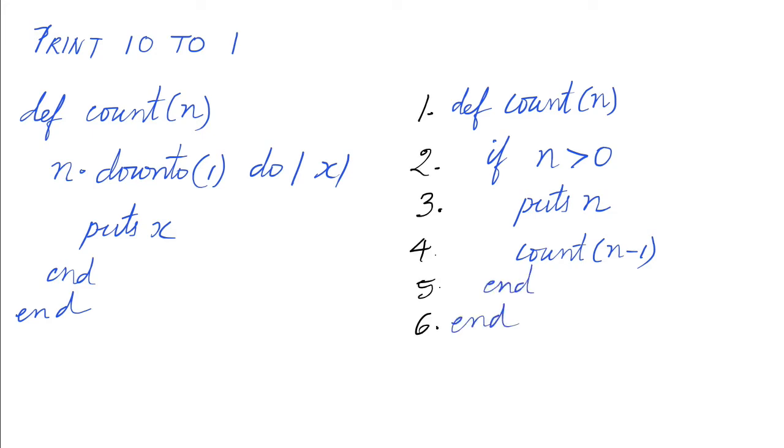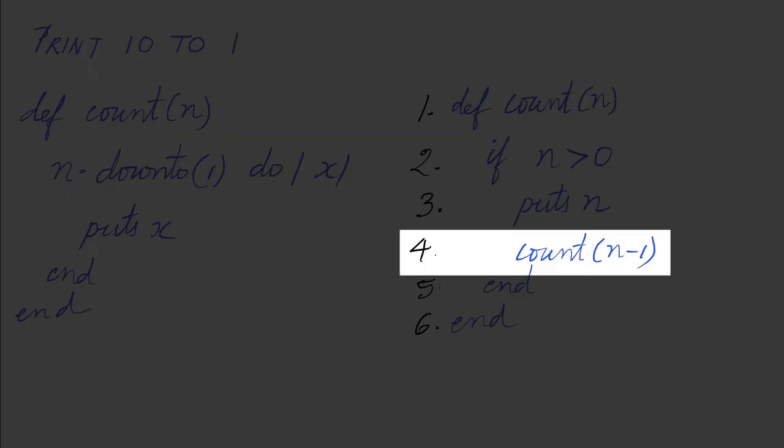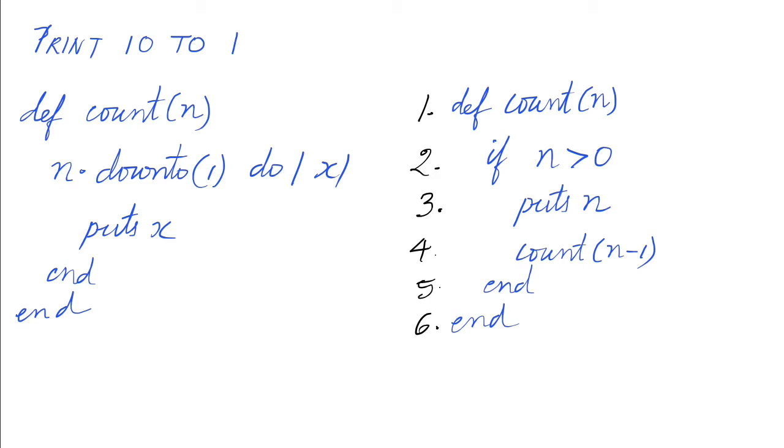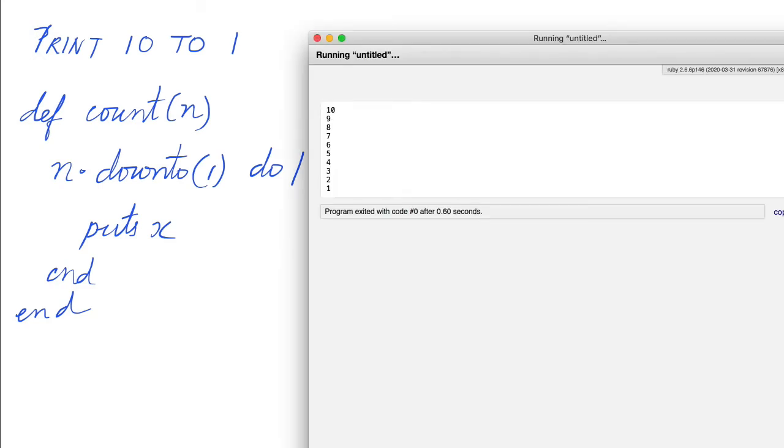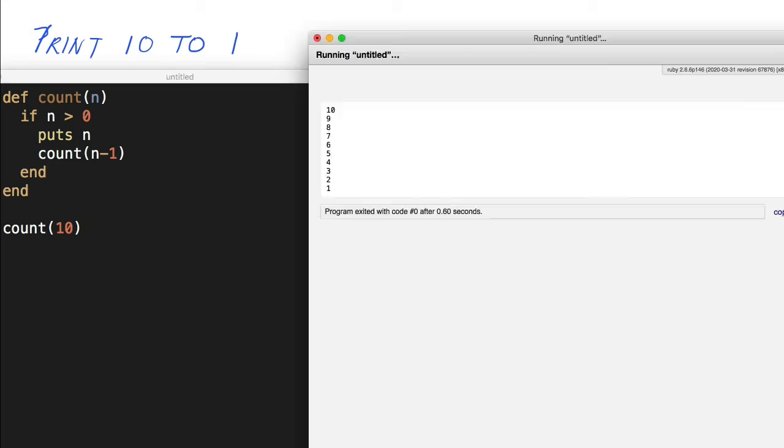There is no base case. There is one recursive call in line 4. We can see the output of the iterative solution. We can see the same output for the recursive solution.